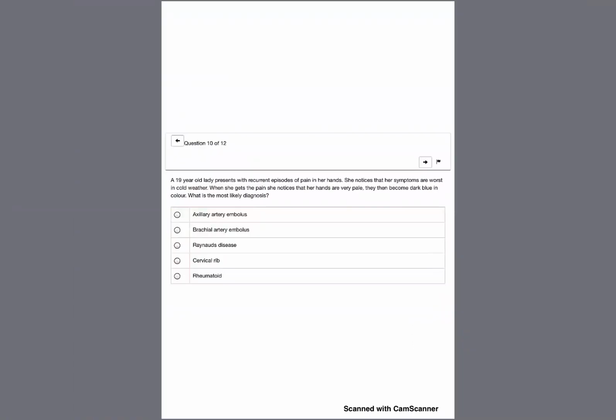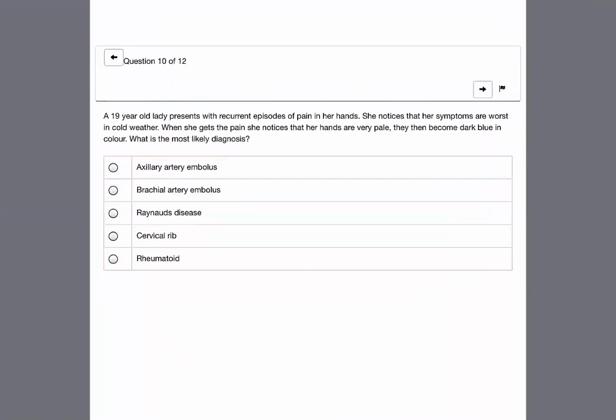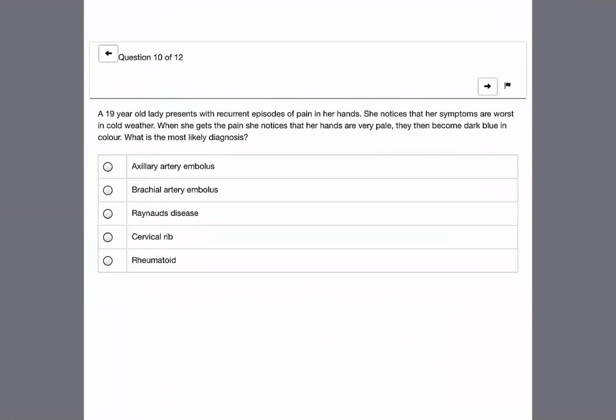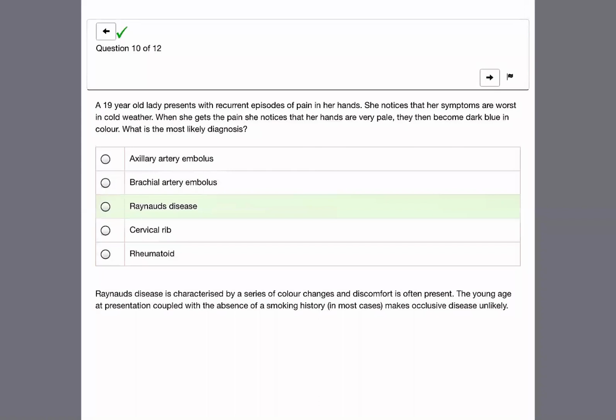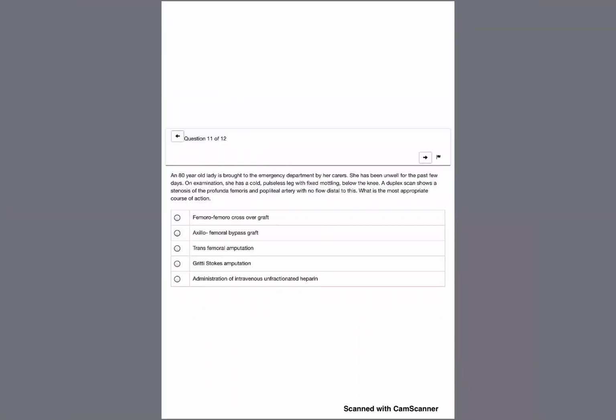I think now it is clear how to choose the treatment. Okay, Dr. Ez. A 19-year-old lady presented with recurrent episodes of pain in her hands. She noticed that her symptoms are worse in cold weather. When she gets the pain, she notices that her hands are very pale. They then become dark blue in color. What is the most likely diagnosis? Perfect. Young female and recurrent cold weather, so this is a vasospastic disorder.